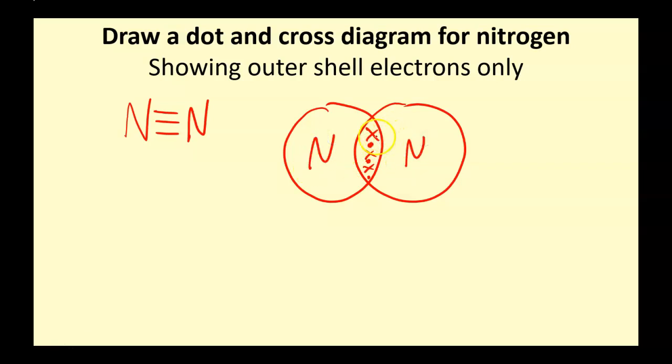Let's see how many electrons we've got. We've got 6 in here. So we're probably going to end up with another 2 here. But if we think nitrogen's in group 5 of the periodic table, 1, 2, 3, 4, 5, 3 dots, 3, 4, 5. So we now have a dot and cross diagram for nitrogen shown.